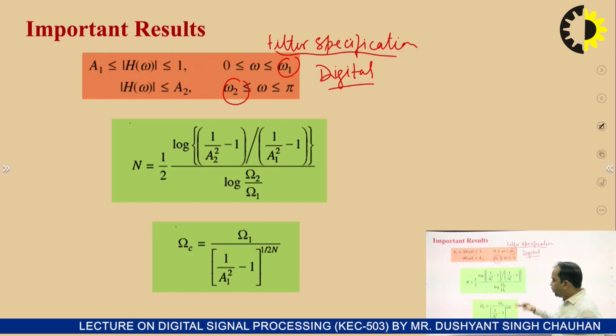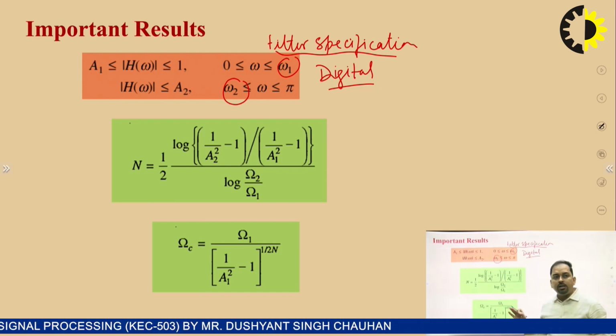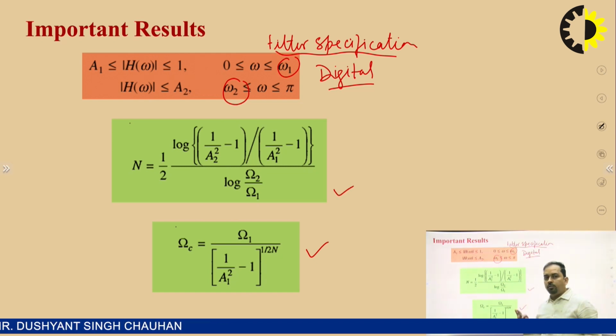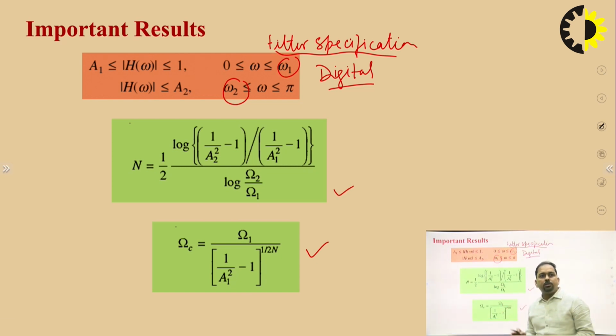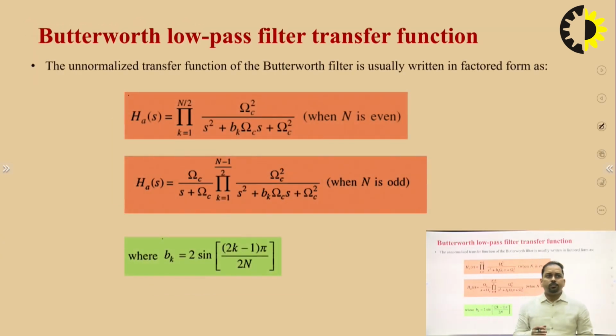So we have seen both the results. First is to calculate the order and the second is to calculate the cutoff frequency of the filter. We'll be utilizing both equations to design a Butterworth low pass filter. Next we'll see what is the generalized transfer function for a Butterworth low pass filter.